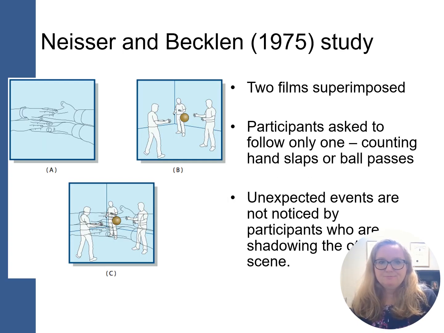So here's an example. This is a study from 1975, and it looked at two films superimposed. Participants were asked to follow the film footage about people counting hand slaps or ball passes. So imagine there's a ball being passed among various people, and you had to count the number of times the ball was tossed, and that was your job in the task. Now, what they did is they superimposed an unexpected event in this situation.